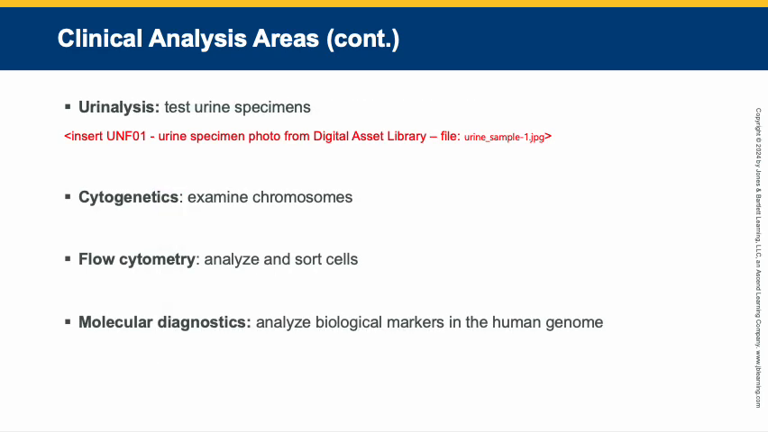Okay, in these areas, let's talk about urinalysis. Urinalysis is abbreviated UA. This is the analysis of urine, so you're testing urine samples. Cytogenetics: samples are examined for chromosomal deficiencies that relate to genetic disease. Flow cytometry is also used for clinical trials and in research to analyze and sort cells.